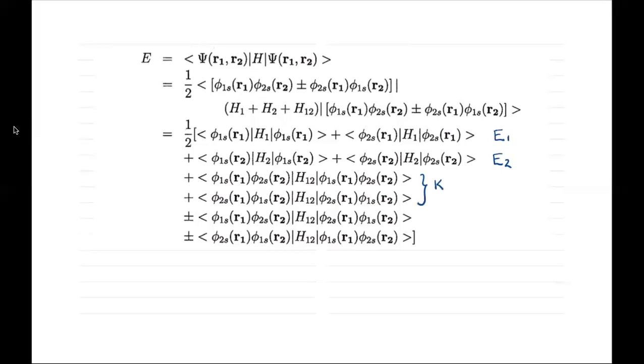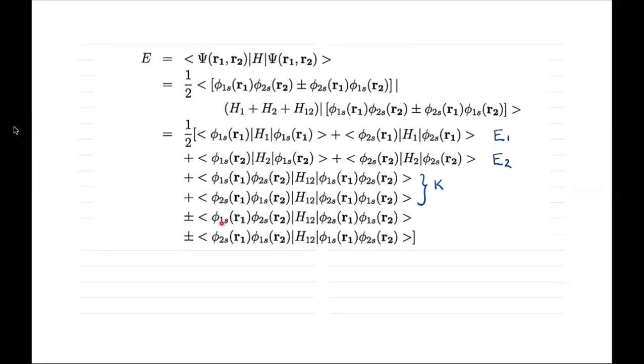And to note, so far all of the signs have been the same. There's been no difference whether we had a plus or a minus in the form of the wave function. That changes in the last terms. The last terms are positive when we had the symmetric spatial form of the wave function, and negative for the antisymmetric spatial form of the wave function, and these are going to change the relative energies of the two wave functions. So let's have a look at these last terms here.